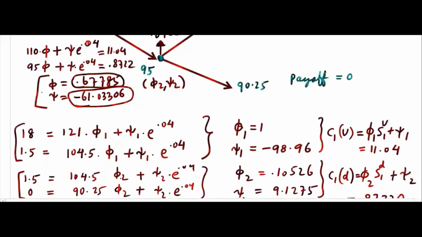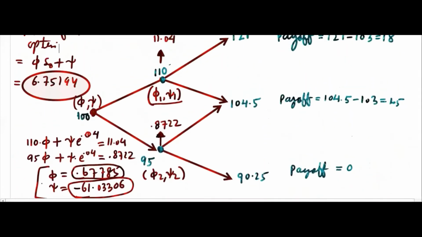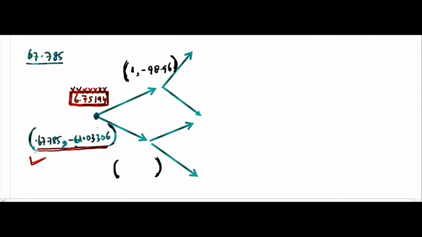If you go back here, how did we establish this portfolio? You had all these values: 110, 95, 11.04 and 0.8722. Using these figures, you found the values of phi and psi, and the cost is not a subject now. So what I want to say is, to establish this portfolio, you must have used the future conditions.